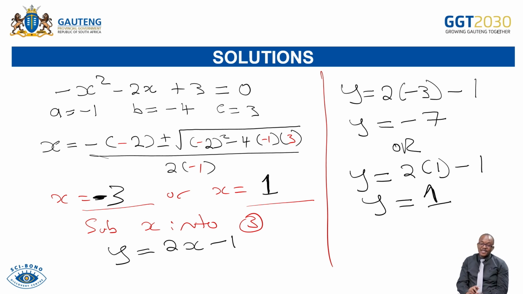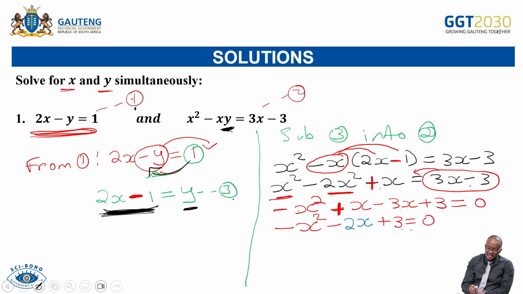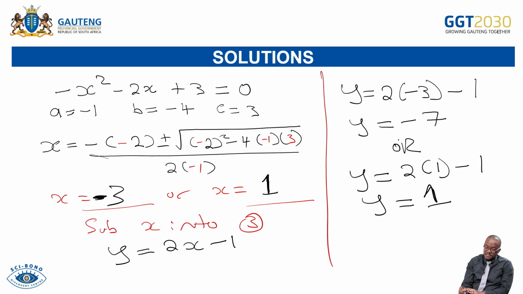So it means in this case, the linear line and the quadratic, the linear equation and quadratic equation, they intersect in two points. It intersects in 2 points. So please be careful on that one.